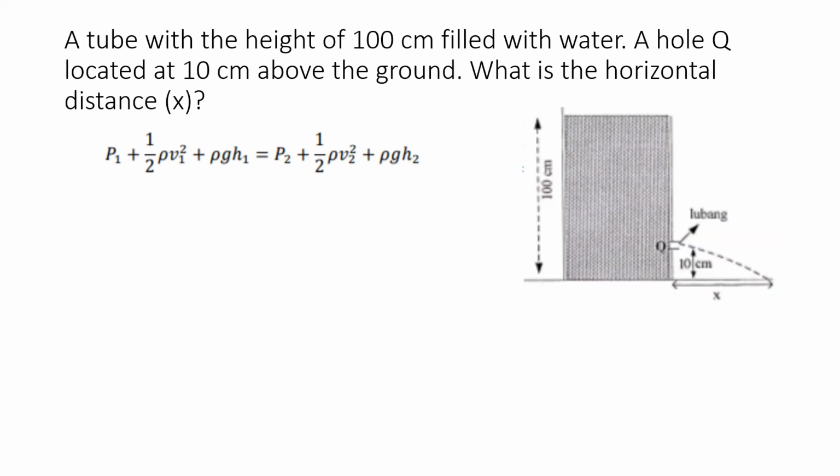All right. Last one here. A tube with a height of 100 centimeters of water, a hole Q is located 10 centimeters above the ground. What is the horizontal distance x? We're looking for when the water will hit the ground.